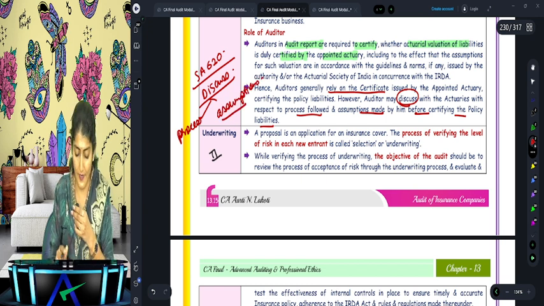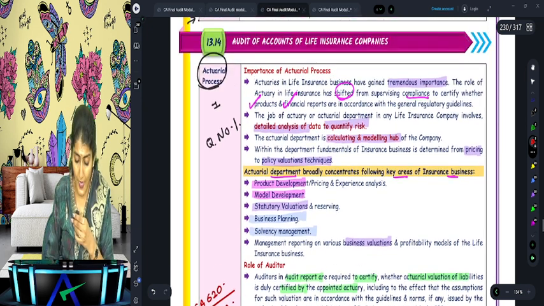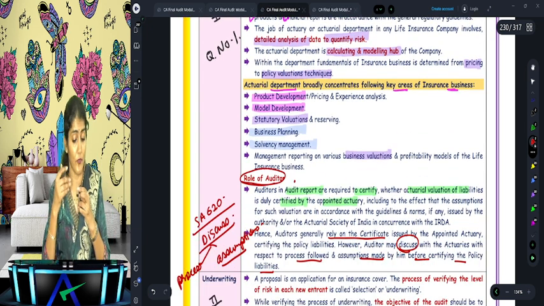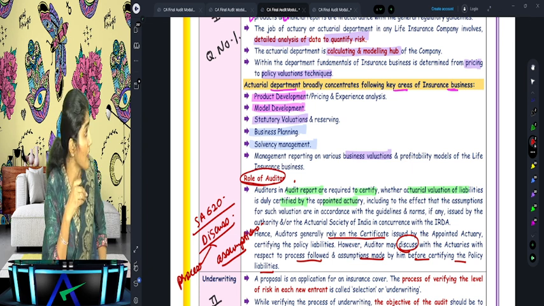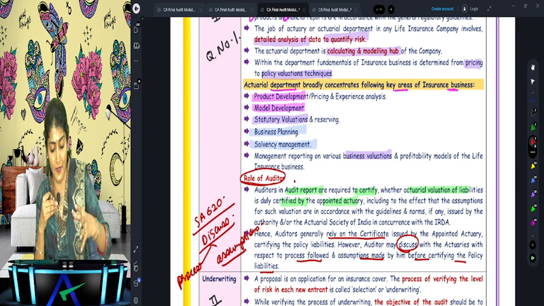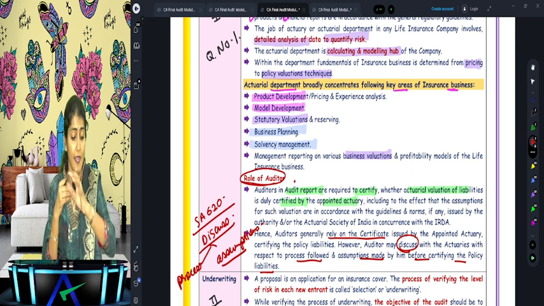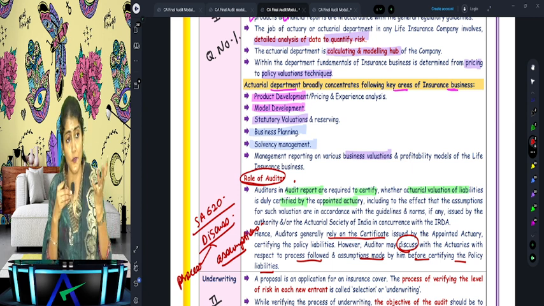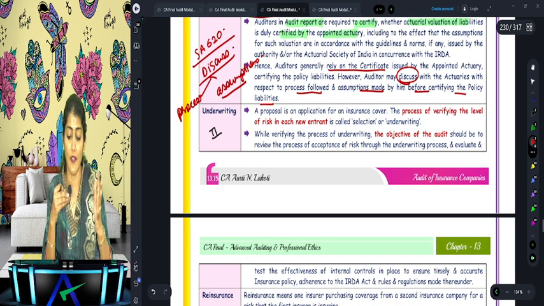Are you understanding that? The importance of the actuarial process and the role of the auditor. What is the role of the auditor? The auditor needs to certify whether the actuarial valuation of liabilities has been certified by the appointed actuary. And can he rely on the certificate of the actuary? Yes, he can rely, but he cannot blindly rely. So he needs to have a discussion with the actuary regarding the process followed and the assumptions made.